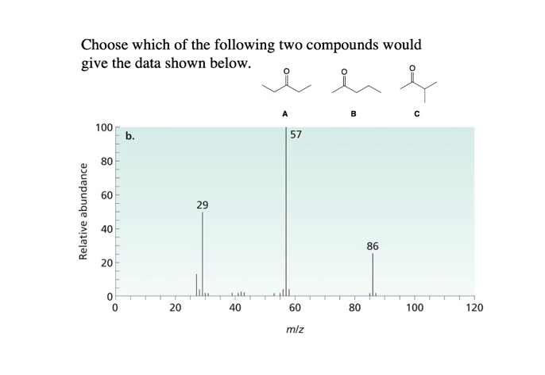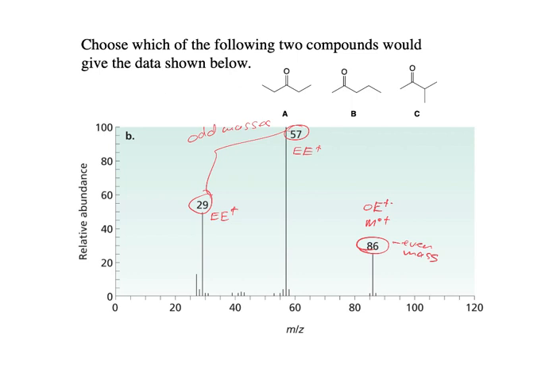But there is a hint here. I think the fact that this is an even mass, and we see that both of these fragment ions are odd masses. So that's at least consistent with this being an odd electron ion, and both of these being even electron ions.